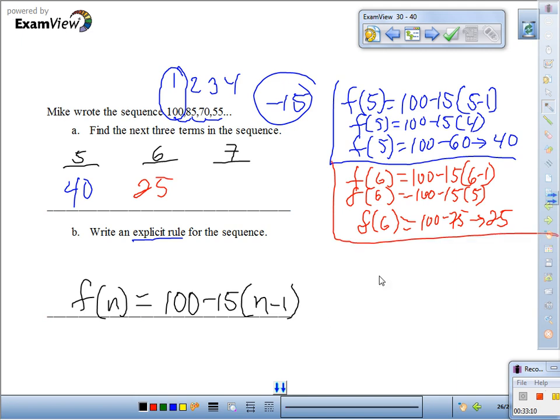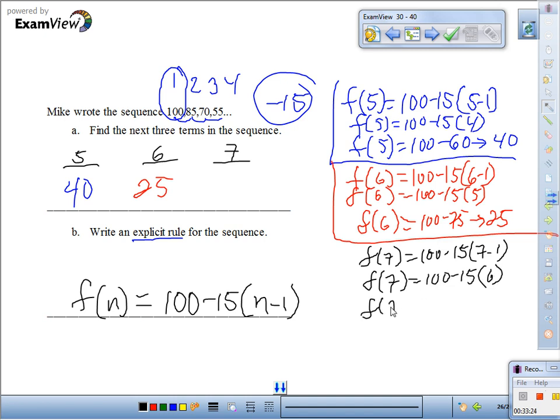And the last one, F of 7 equals 100 minus 15 times 7 minus 1. F of 7 equals 100 minus 15 times 6. F of 7 equals 100 minus 90, because 15 times 6 is 90. So what is 100 minus 90? 10. And there you go.